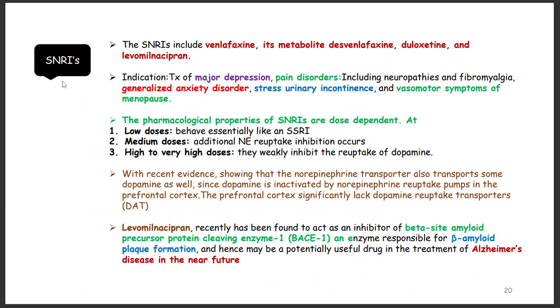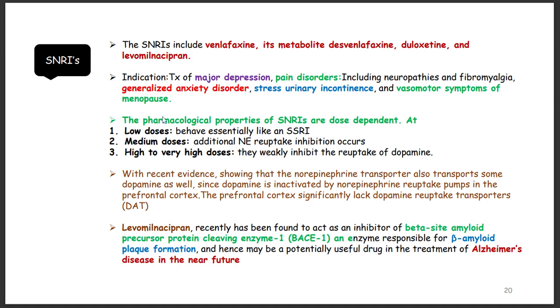These guys, which are selective to norepinephrine, can be used for the major depressive disorder, which is the unipolar disorder, pain disorders including neuropathies and fibromyalgia, generalized anxiety disorders, stress urinary incontinence. When you are stressed, you can't control urination. You can give these drugs. Vasomotor symptoms of menopause. Okay.